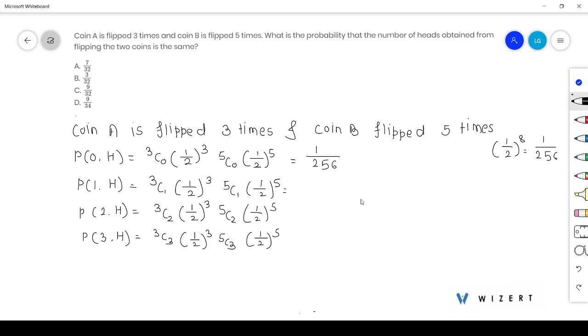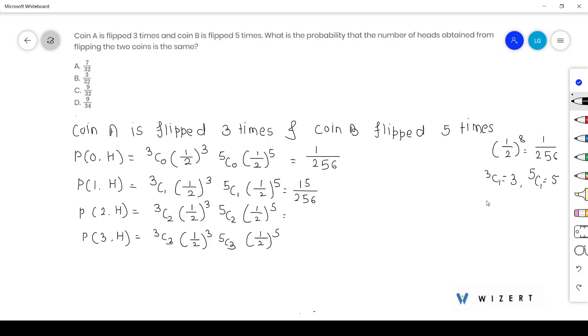Now 3C1 is 3 and 5C1 is 5. So it is 5 into 3, which means 15 upon 256.